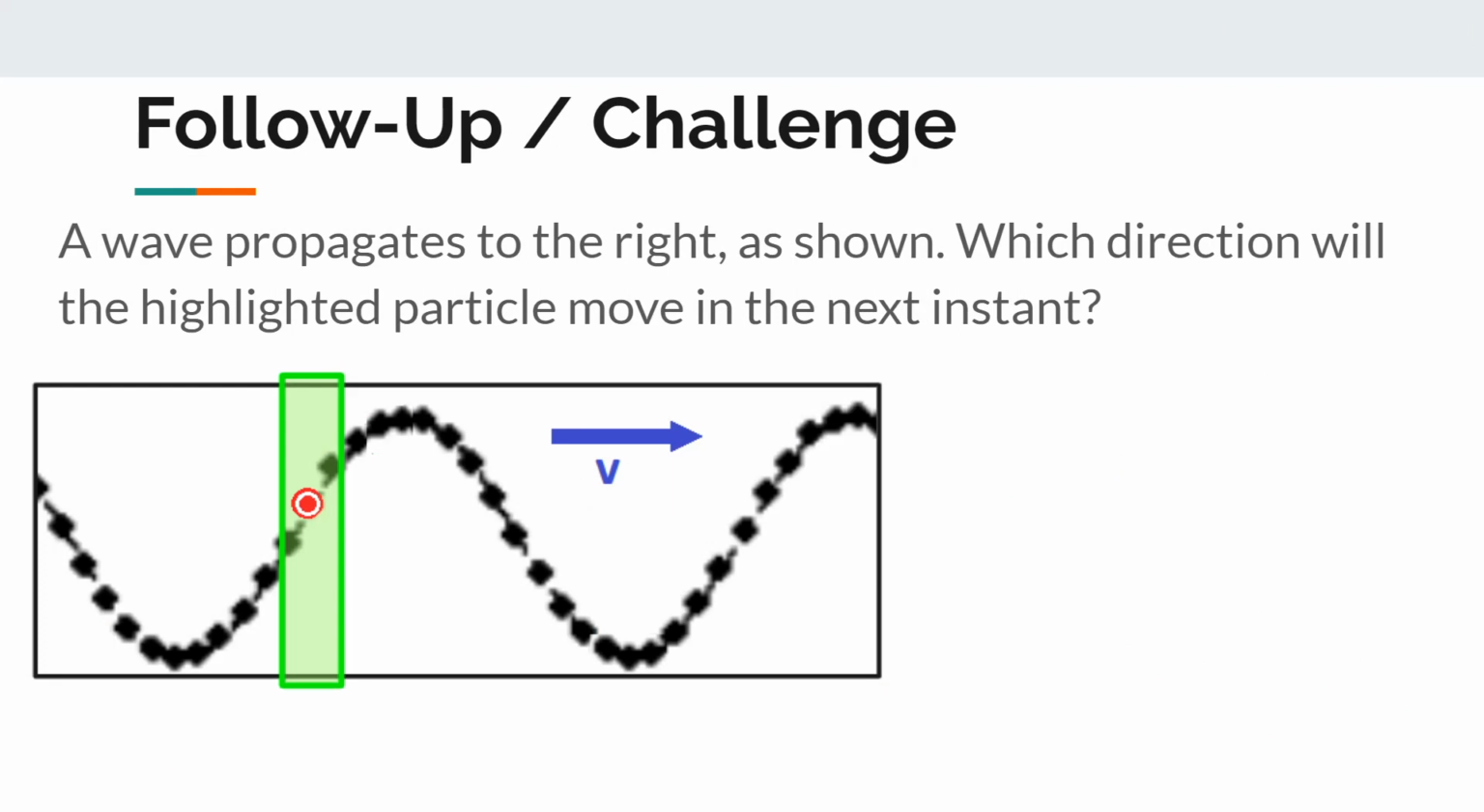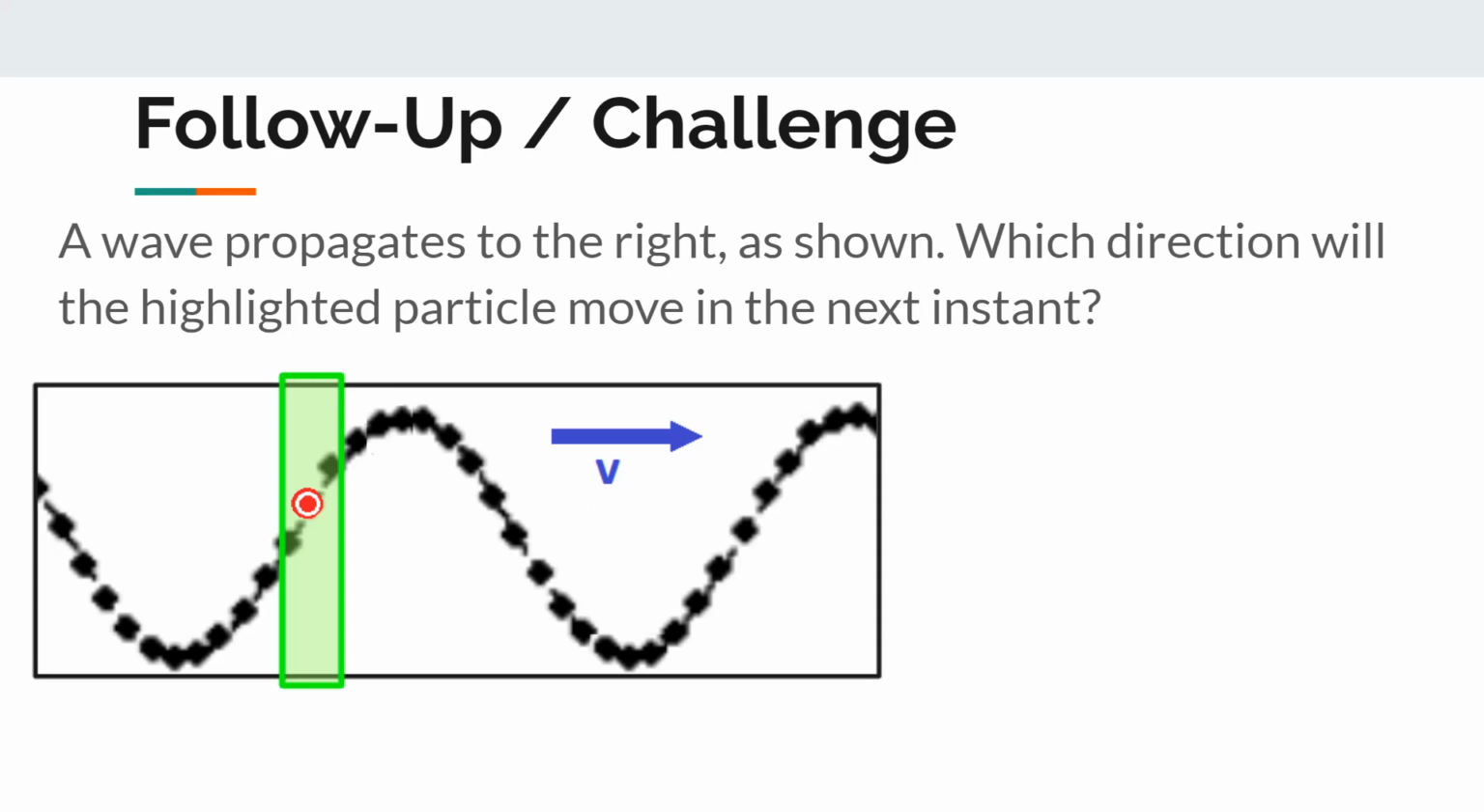All right, so here is a question that you will see again. It's going to show up in your assignment in MyOpenMath. It's also something that we have asked previously on quizzes and tests, so you might want to jot it down. It's also something students tend to miss. Okay, that's why I have it up here. But it says, a wave propagates to the right as shown. Which direction will the highlighted particle move in the next instant?